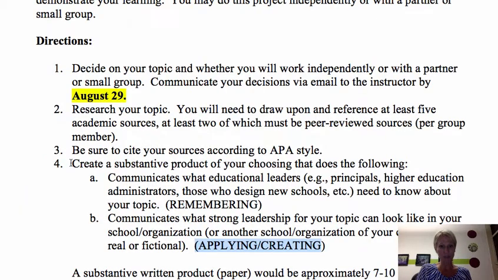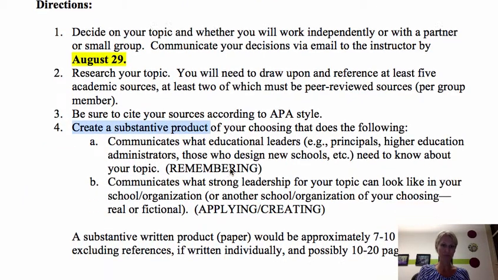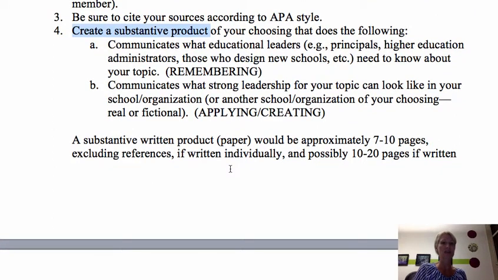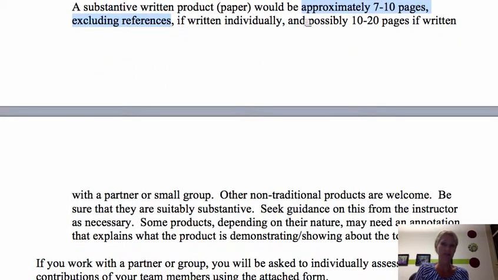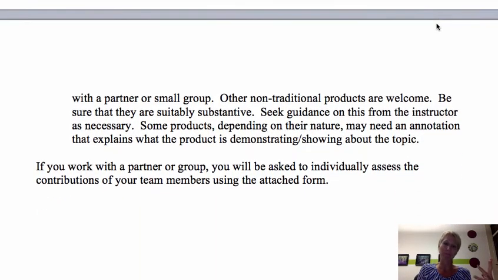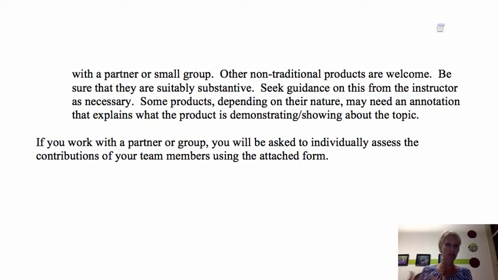So I said here that you want to create a substantive product. Well, what do I mean by substantive product? If we're thinking in terms of a traditional written product or paper, that would be approximately 7 to 10 pages, excluding references, in APA style, if it's written individually. And then it's going to be longer, possibly 10 to 20 pages, if it's written with a partner or a small group. It's really hard to say how that would translate into other non-traditional products, but other non-traditional products are welcome. You just need to make sure that they're suitably substantive.